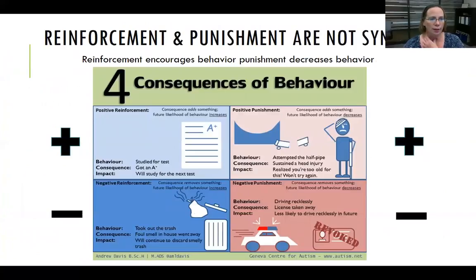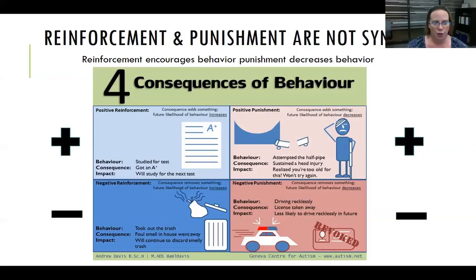Okay, so again, reinforcement and punishment are not synonyms. Reinforcement encourages behavior. Punishment actually decreases behavior. So reinforcement is done when we want the behavior to increase. Punishment is when we want the behavior to stop.